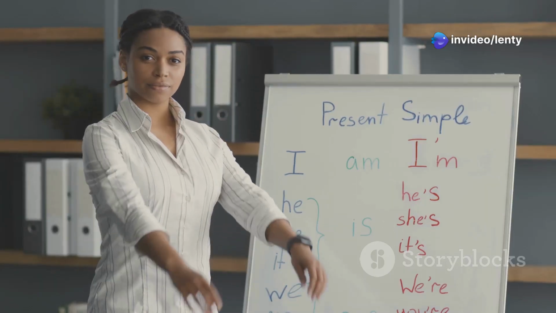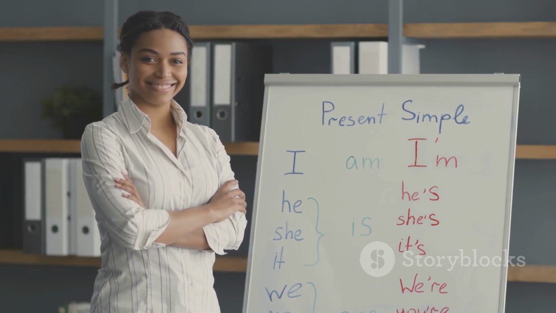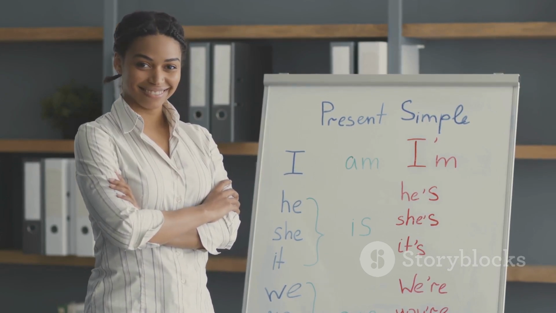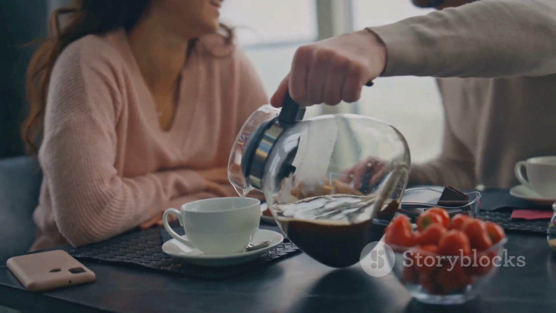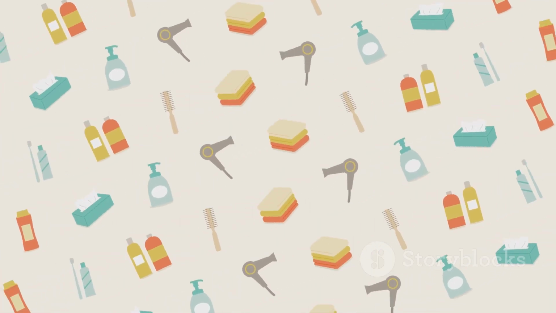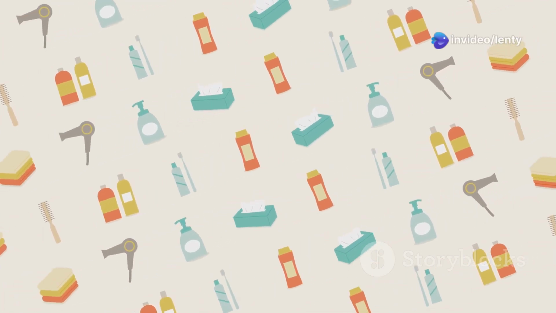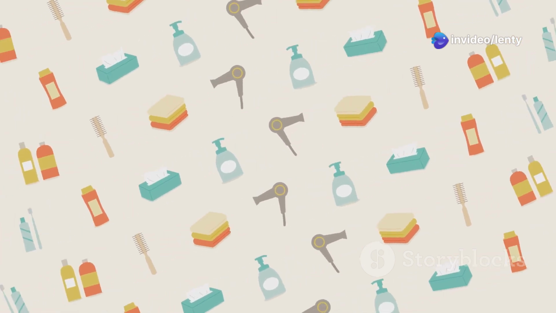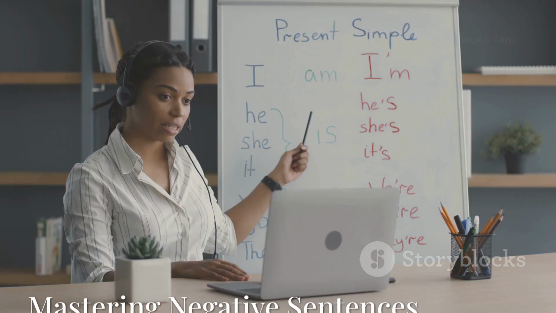When using the third-person singular, he, she, it, we usually add an s or es to the base verb. This small change is crucial for correct grammar. So, we say he drinks coffee, or she eats toast. Remember, keep it simple. These small adjustments make your sentences grammatically correct and easy to understand. Use this basic structure to talk about your daily routines, hobbies, or anything you do regularly. Whether it's describing your morning routine or your favorite hobbies, this formula will help you communicate clearly and effectively.